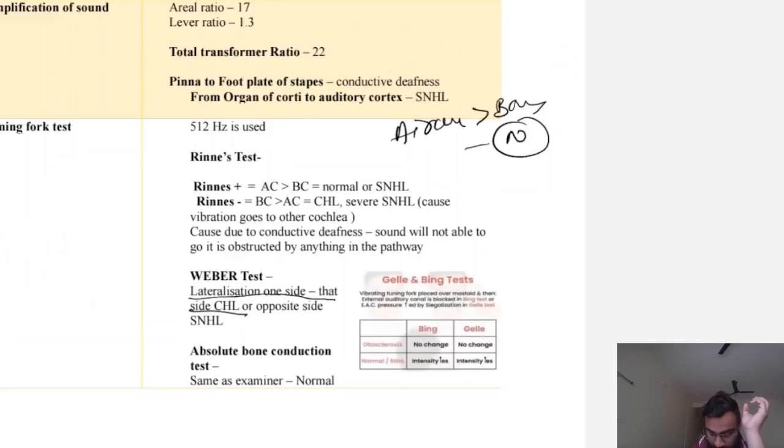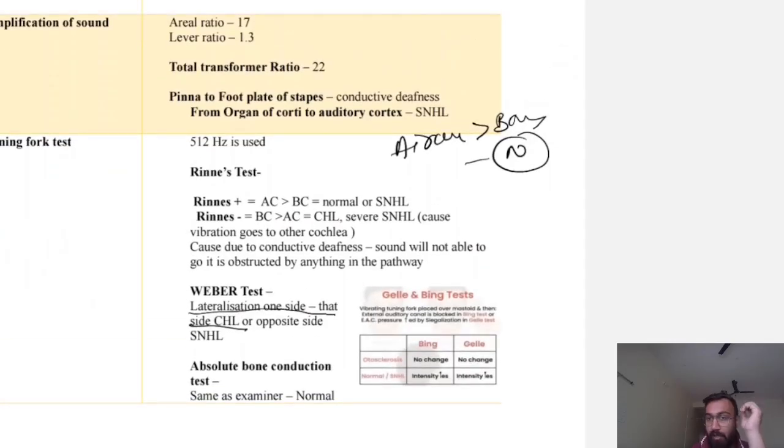Now, in case of Rinne's negative, in conductive hearing loss, let's assume there is an obstruction in the external auditory canal. You will find that if you put the vibrating tuning fork on the mastoid, and after that you put it in front of the ear, you will not hear the vibration. It means at the mastoid we are testing the bone conduction, because from the mastoid it goes through the temporal bone and directly to the inner ear, so it tests the bone conduction. Okay, and air conduction tests the conductive deafness.